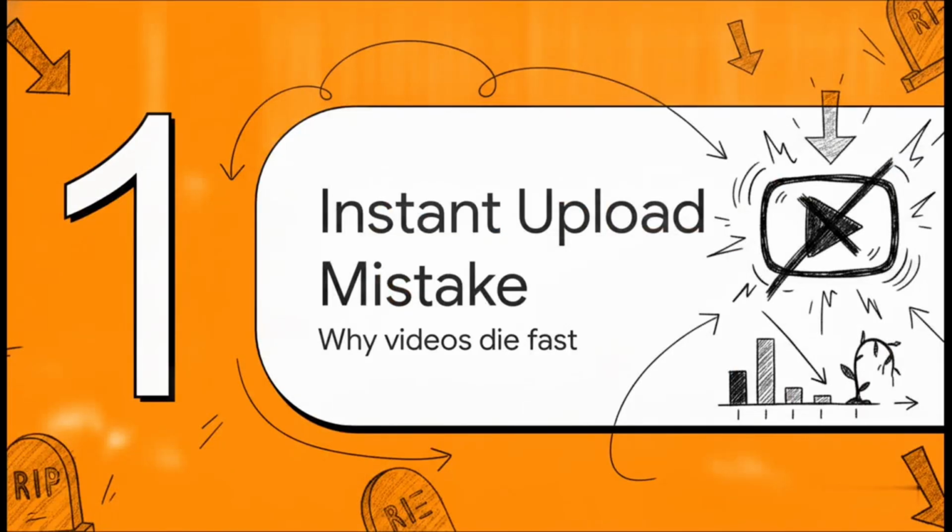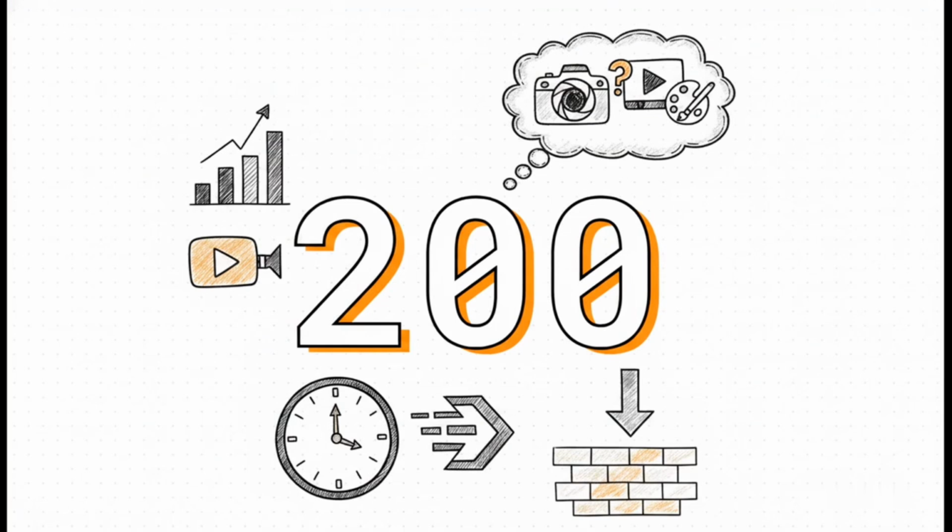All right, starting right off with section 1, the instant upload mistake. 200 views, or hey, maybe for you it's 100 or even 50. You put something out there, it creeps up to this invisible ceiling, and then it just stops. Completely dead in the water. Your immediate reaction is probably to blame the editing, right? Or you start second-guessing that thumbnail you spent hours obsessing over. But our source points out something absolutely fascinating. Getting stuck at these low numbers often has literally nothing to do with the creative quality of your work. It happens because you clicked publish way too soon. You forced the system to act before it was actually ready.